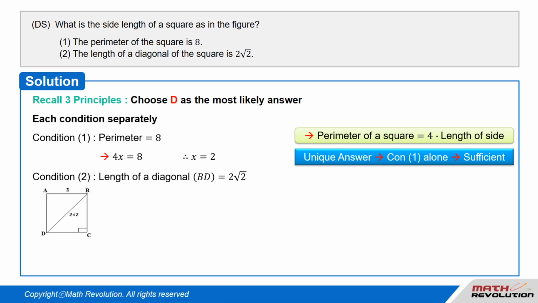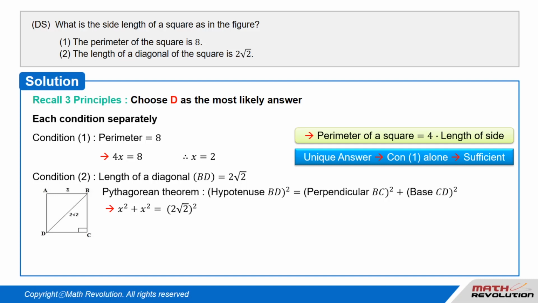Condition 2 tells us that the length of a diagonal of the square is 2 times square root of 2. BD is diagonal. Using Pythagorean theorem in right-angled triangle BCD, hypotenuse BD squared equals perpendicular BC squared plus base CD squared. We get x squared plus x squared equals whole squared of 2 times of square root of 2.